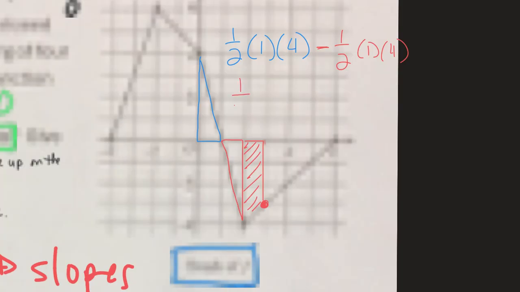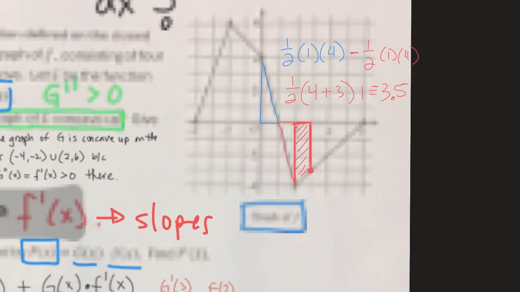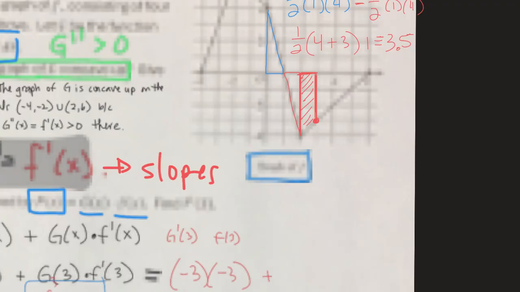Well, that's a trapezoid. So 1/2 of 4 plus 3. Right? The left side of our trapezoid is 4, and the right side is 3. Actually, these are the bases. These are the parallel sides, so B1 plus B2. And the height is the distance in between your bases, which is 1. So 1/2 of 7 is 3.5. But because it's below the x-axis, remember, it's going to be negative. This is a negative area of negative 3.5. Okay, so that goes in here for g of 3.